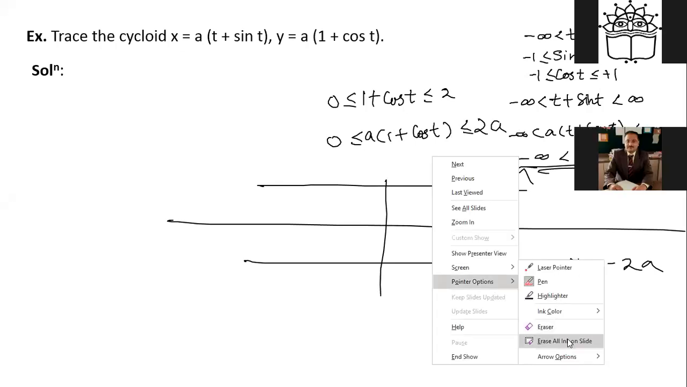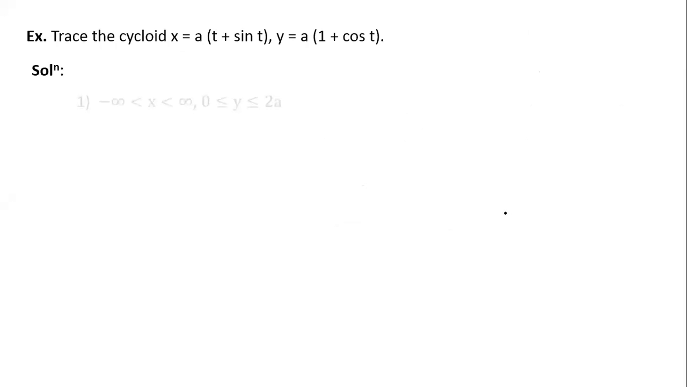So I am going to erase this, and now see, thus minus infinity less than x less than infinity, and y lies between 0 to 2a, both inclusive.